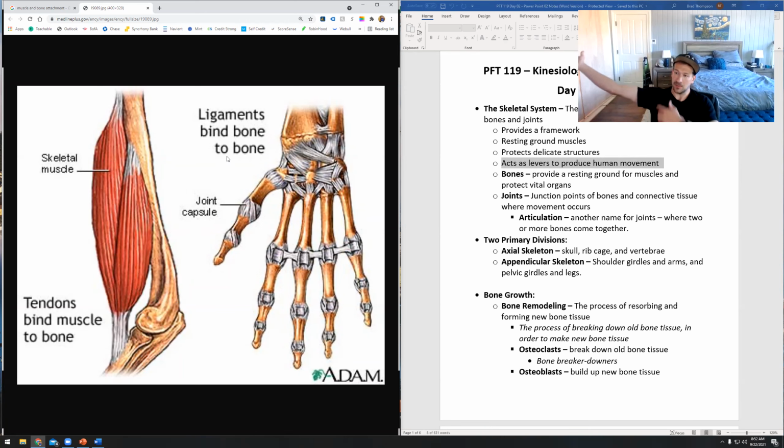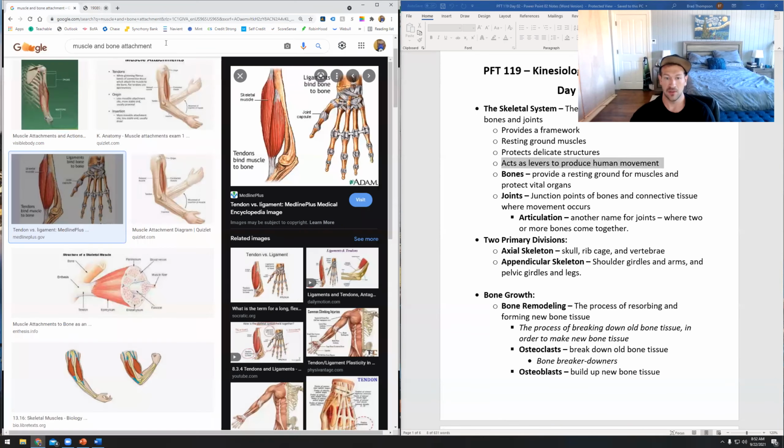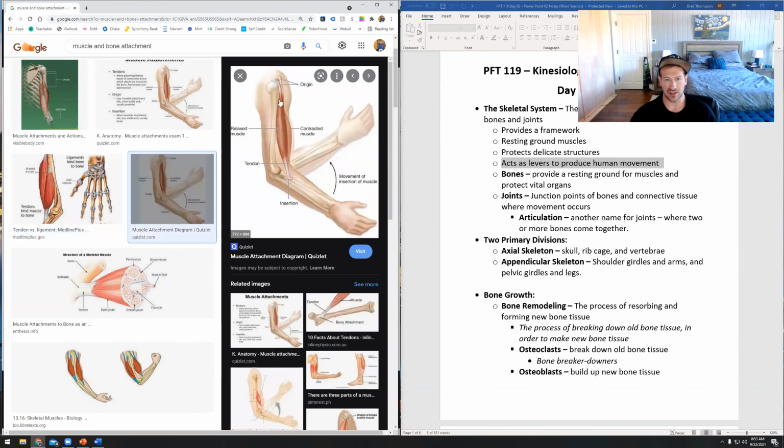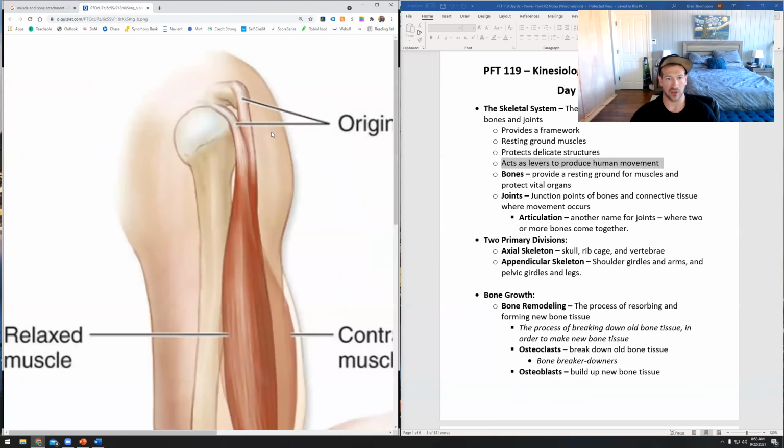My bicep is going to run from over here all the way down, and it's going to insert onto my forearm, very similar. Your hamstrings and your biceps look pretty much exactly the same. So you can see there's the exact same sort of organization there, right?